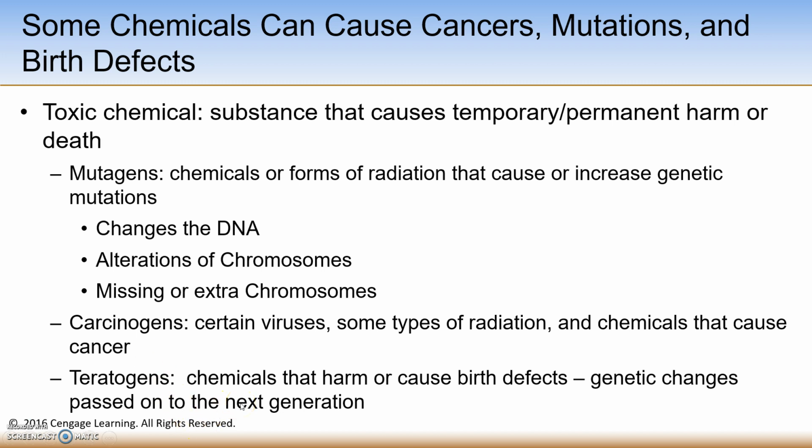Teratogens are chemicals that can cause birth defects while the human embryo is growing and developing during pregnancy. Some examples of teratogens are PCBs, or steroid hormones, and heavy metals such as arsenic, cadmium, lead, and mercury.